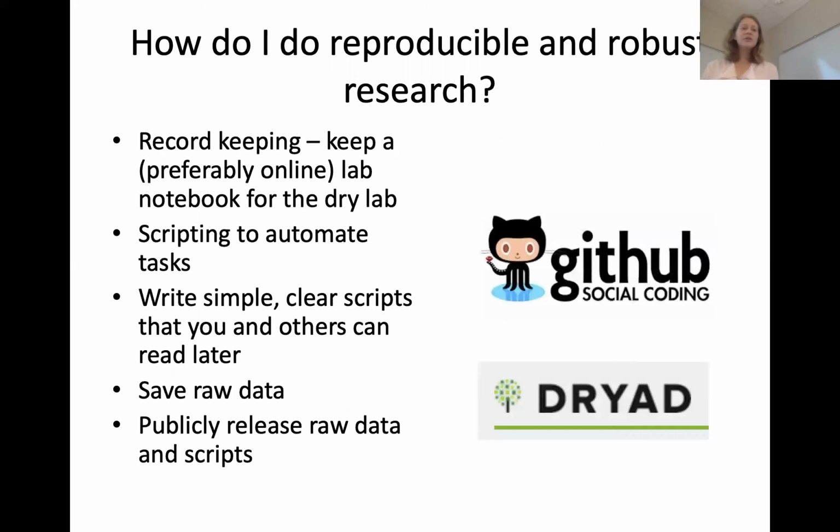So how do you and I do reproducible and robust research? Always do record keeping. I feel like this is hammered into students' heads from the day they get started about lab notebooks, but then when they get to their data analysis, it just goes out the window. So definitely you need to be keeping basically a dry lab notebook at all times. Write down every step that you're doing, write down the versions of the software that you're using.